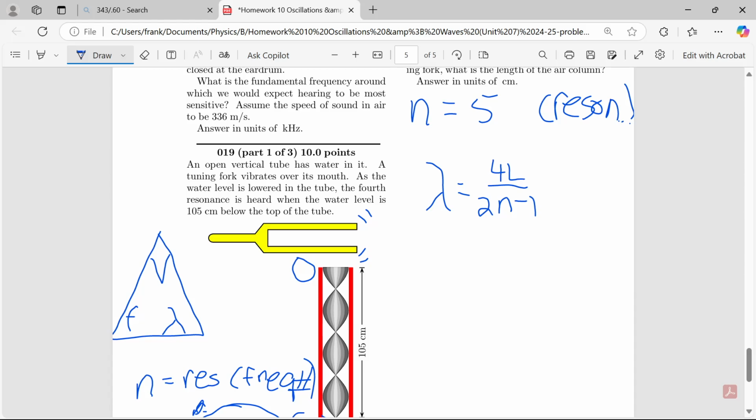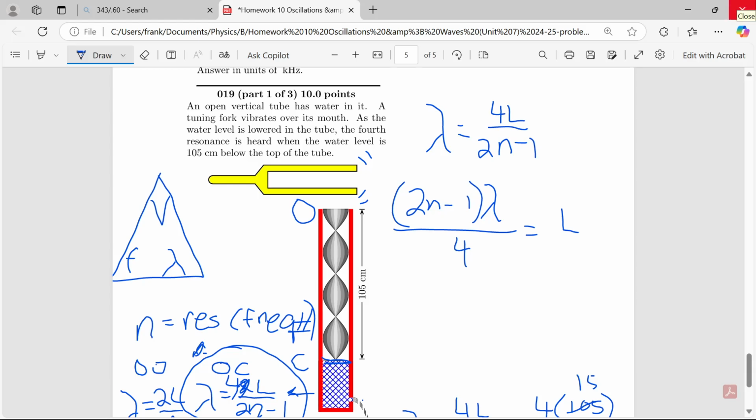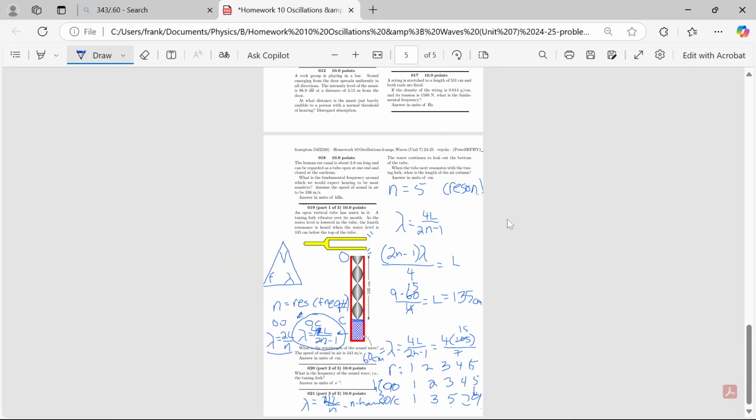And I want to find the length. So I'm going to multiply both sides by 2N minus 1 and divide both sides by 4, which gives the length equals (2N minus 1) times the wavelength over 4. And I'll do this one other way just to show. All right, so the resonance is the fifth resonance. That's the next one. 2 times 5 is 10, minus 1 is 9. The wavelength is 60. Divided by 4 equals L. 4 goes into 60 15 times. 9 times 15 is 135 centimeters.